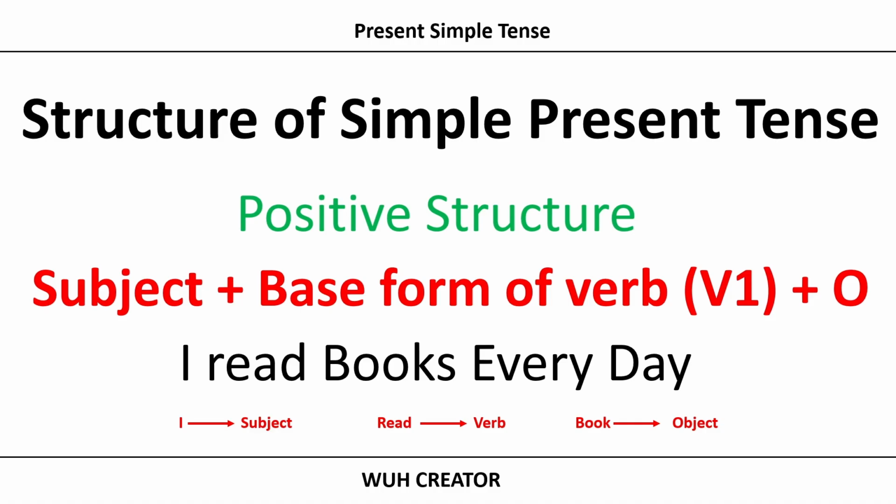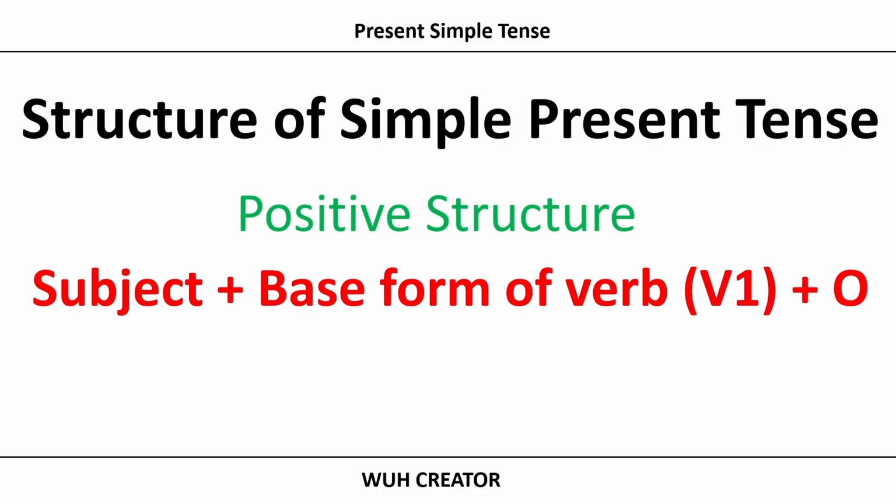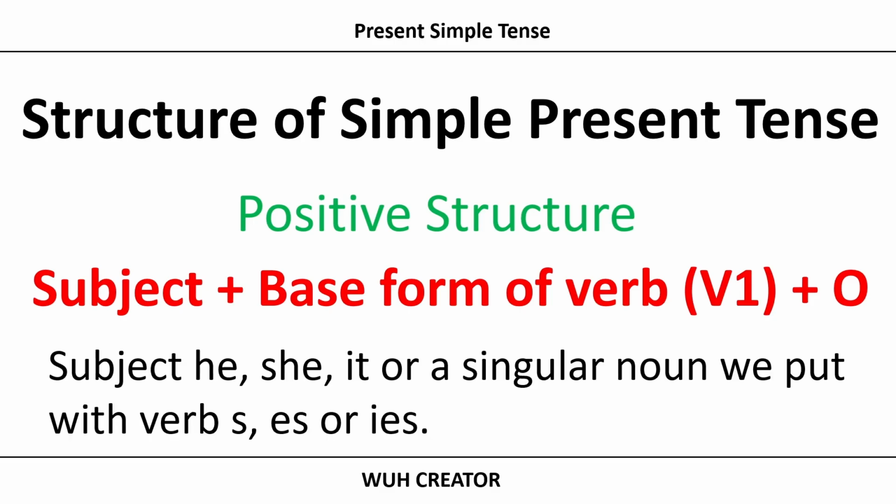Before we move on to another example, remember an important rule of the simple present tense. Whenever the subject is singular, that is, when we are talking about one person, one thing, or one animal, we must add s, es, or ies to the main verb. This change helps the verb agree with a singular third-person subject. This rule applies to he, she, it, and any singular noun.